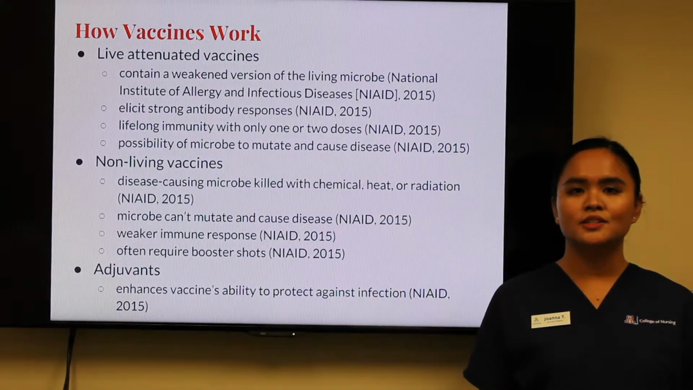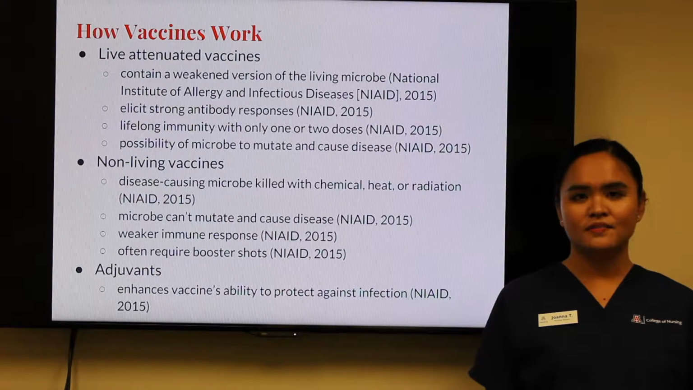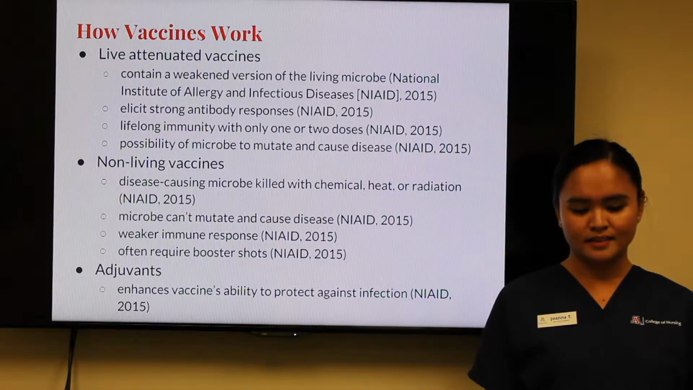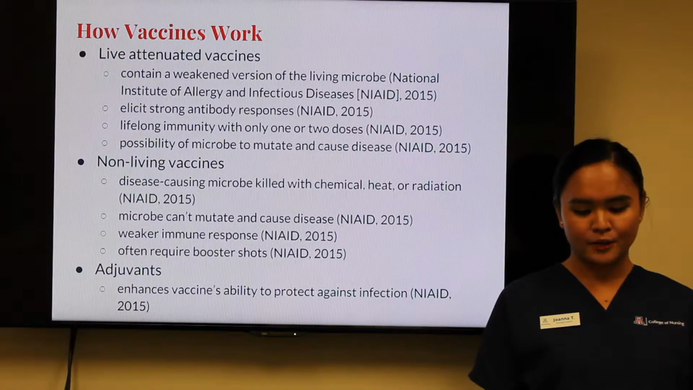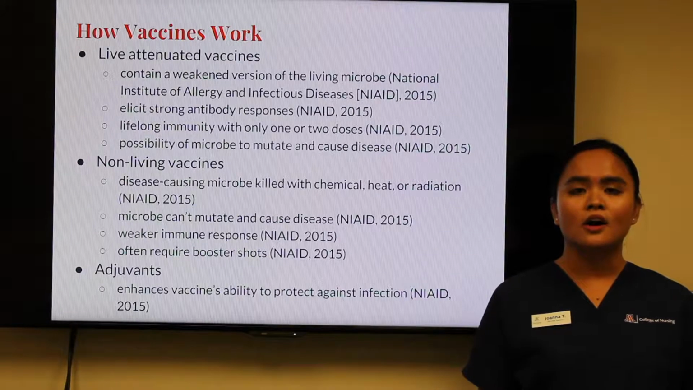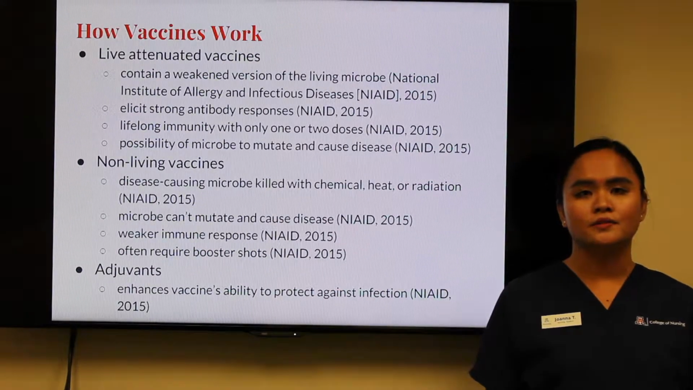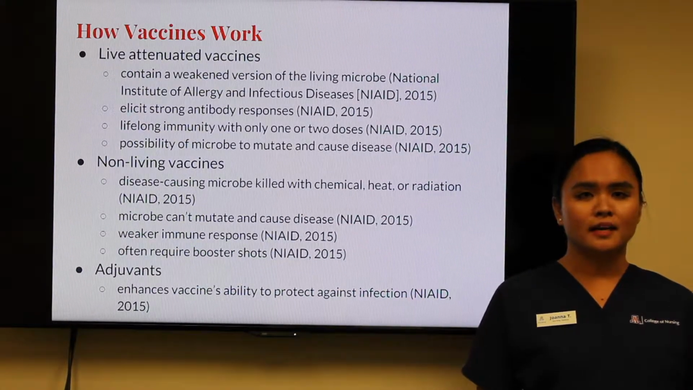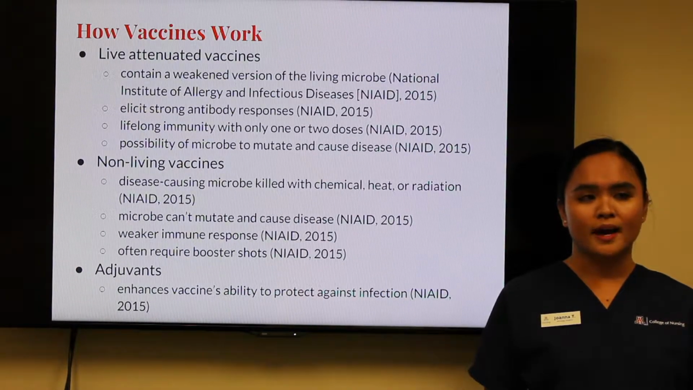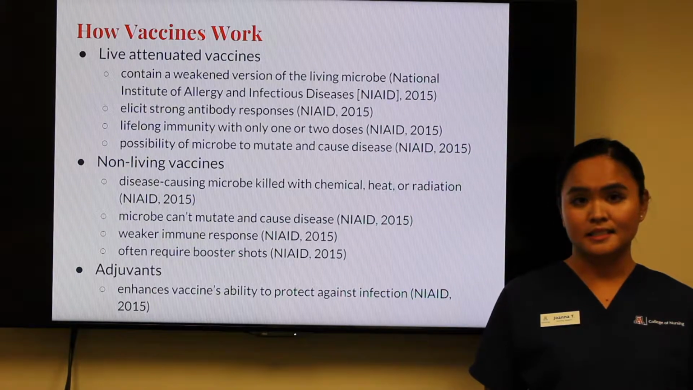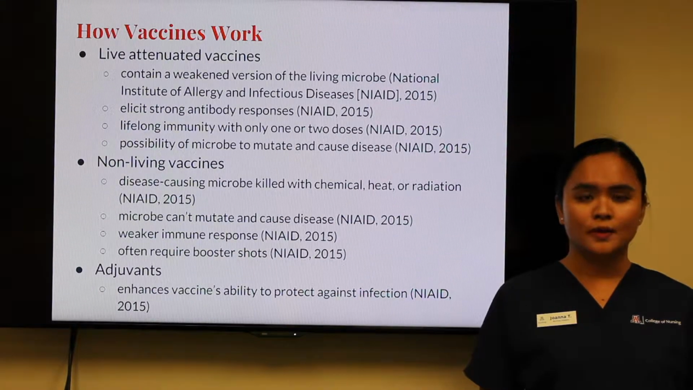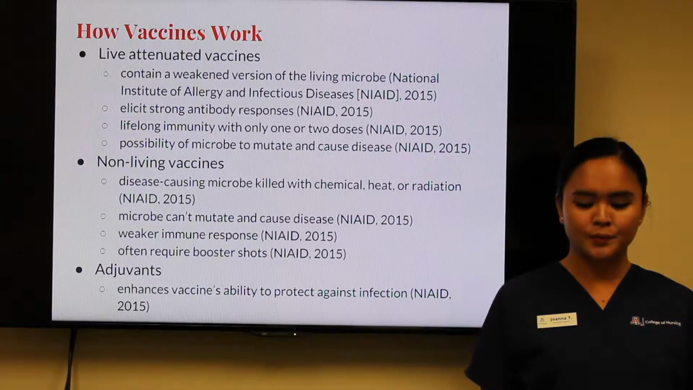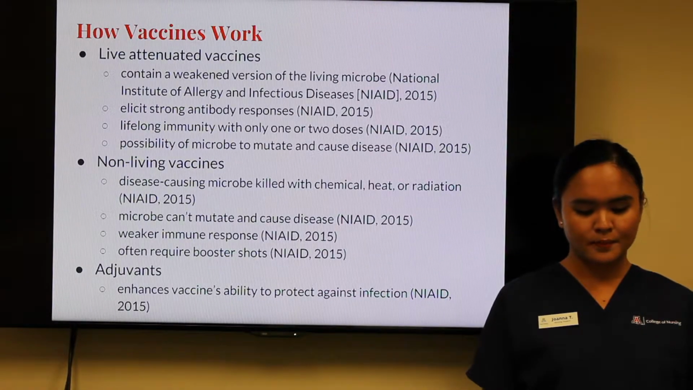Vaccines can be divided into two broad categories: non-living vaccines and living attenuated vaccines. Live attenuated vaccines contain a weakened version of a living microbe. It elicits strong cellular and antibody responses, as well as long-lasting immunity with only 1 or 2 doses. However, one big downside of live attenuated vaccines is the chance that it could mutate back into its live form and cause disease. Examples of live attenuated vaccines are polio, rubella, measles, and chickenpox.